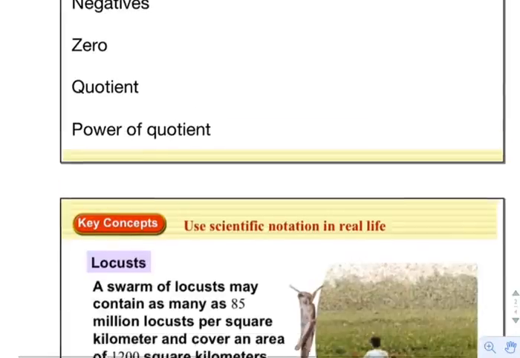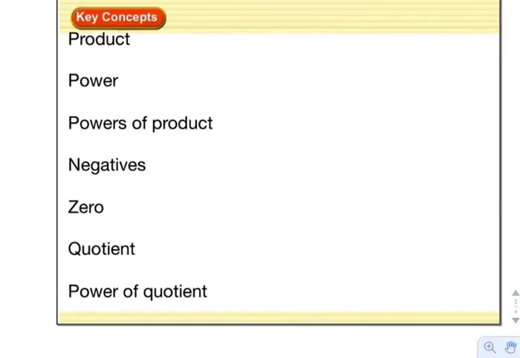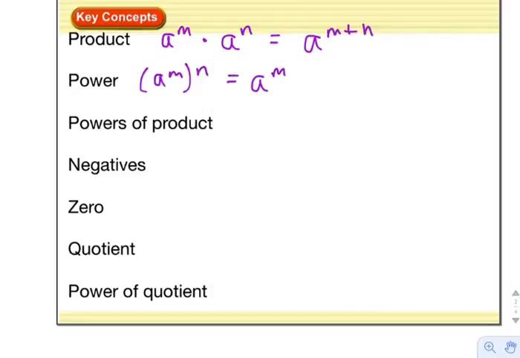So, for the product rule, what that basically says, if you have a number raised to a power and you multiply it by that same number raised to a different power, you're going to get that number with a power of the first plus the second. So 2 to the 4th times 2 to the 3rd would be 2 to the 7th. The power rule shows us that a number raised to a power and then raised to a second power is equal to that number with the power of the first times the second.